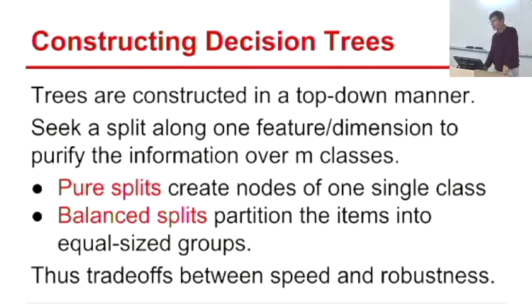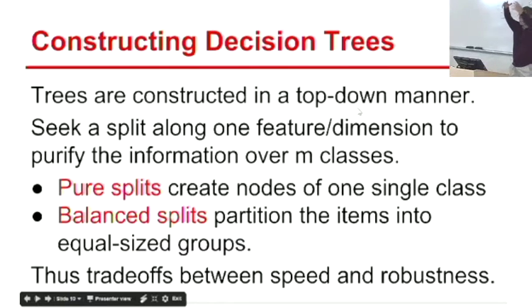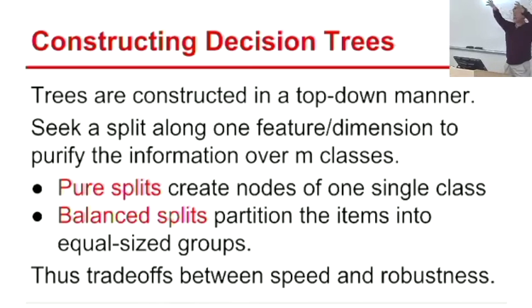The simplest way would be that we're going to build it in a top-down manner. We're going to say, what's the root? The root is going to be our first test. We would like to find a single feature or dimension and a test that's going to split our elements into two different groups.